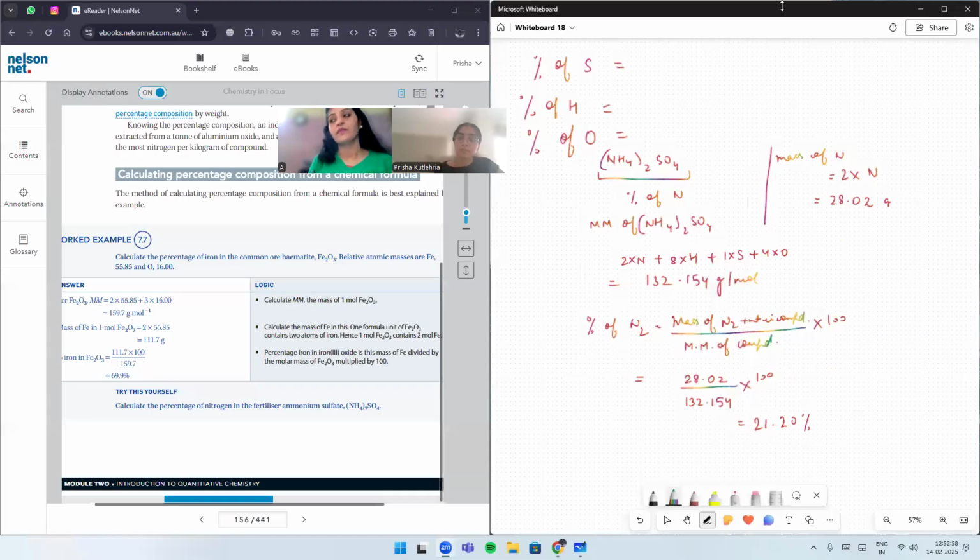For sulfur, it's 24.27%. And then 6.10 for hydrogen. And then oxygen was 48.43. So if we add up these percentages now, we are going to get 100%, right? So if in the examination you're asked about any of the elements, you can calculate it, right? So let's move on.